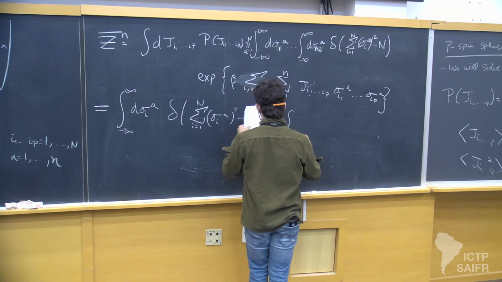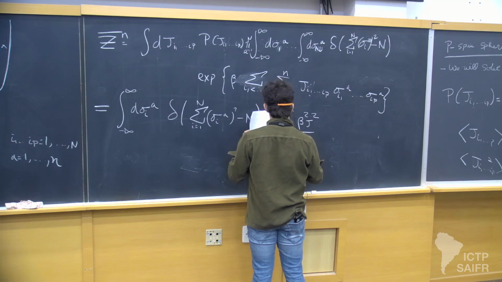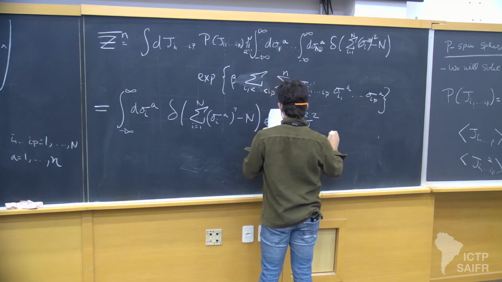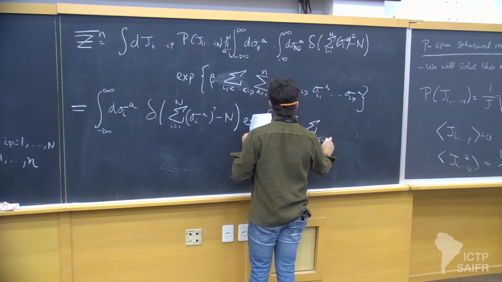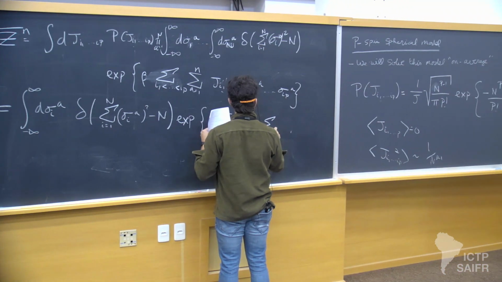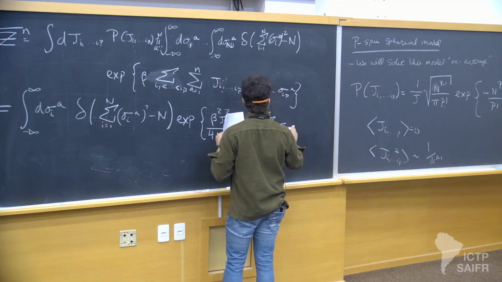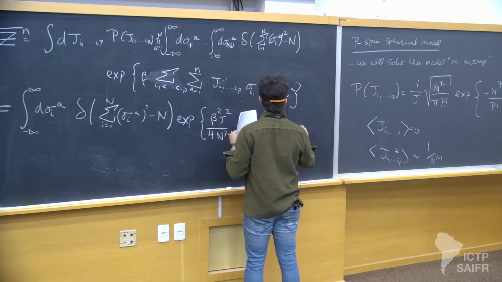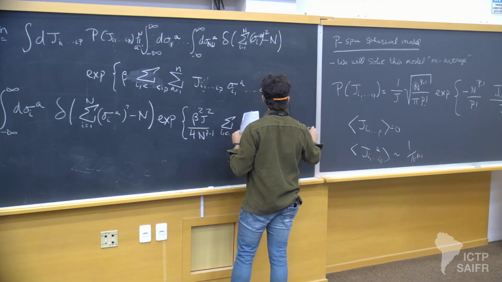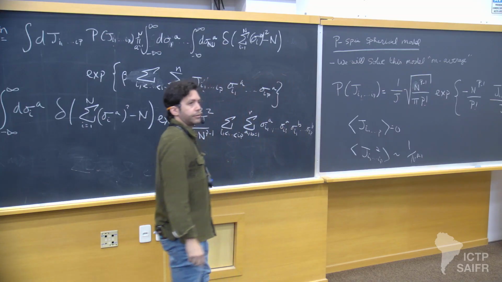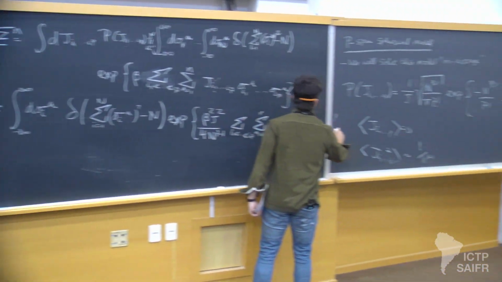e to the beta squared J squared over 4 to the np minus 1, then sum over I1 less than IP, sum over A B equals 1 to n, sigma I1A, sigma IPA times sigma I1B, sigma IPB. And then I can close this parentheses on the other board.